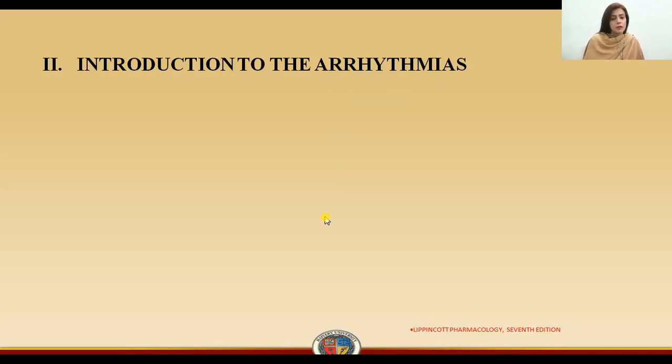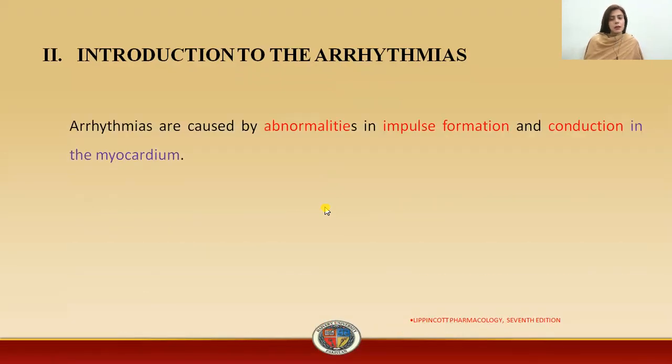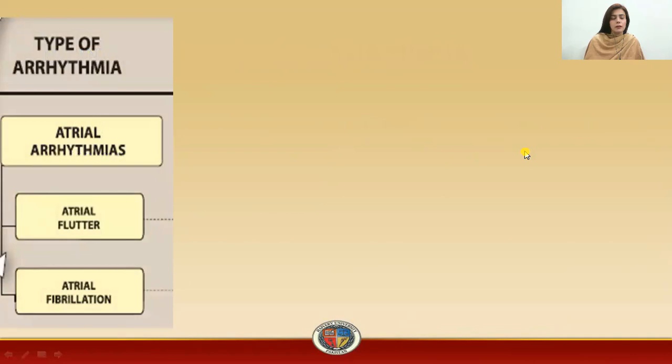So, coming towards the types, you know that arrhythmia is basically caused by abnormalities in the impulse formation and the conduction within the heart. Now, what are the types of arrhythmia? There are basically three different types of arrhythmia which we will discuss in this lecture.